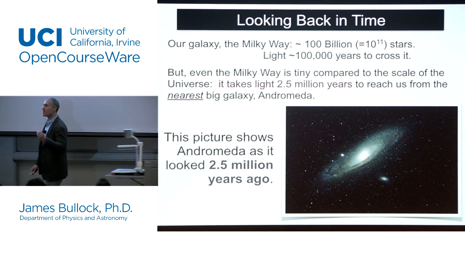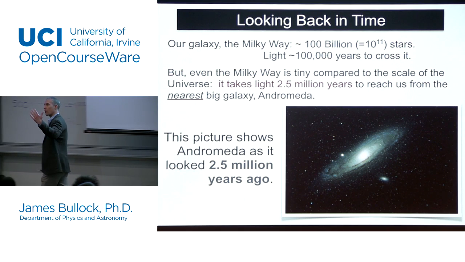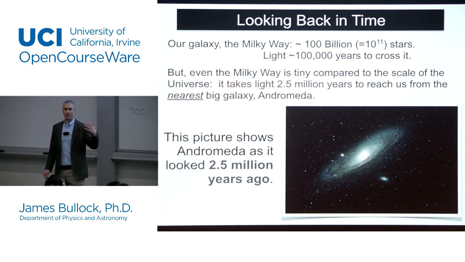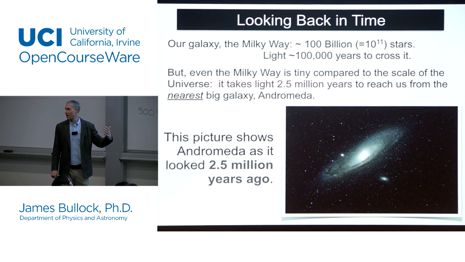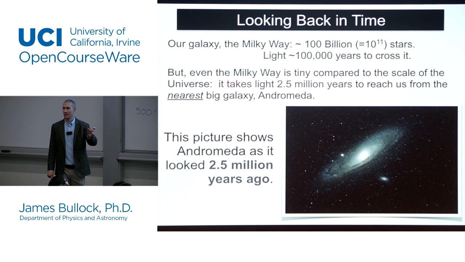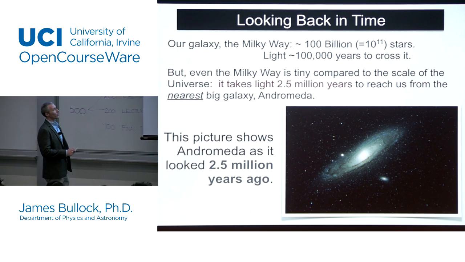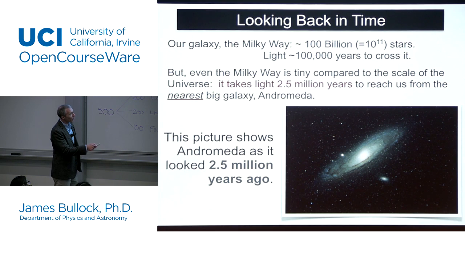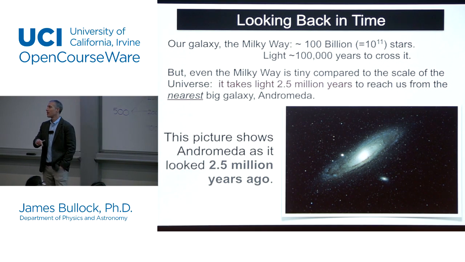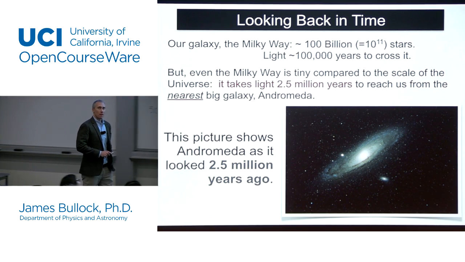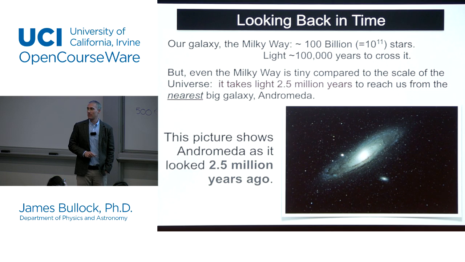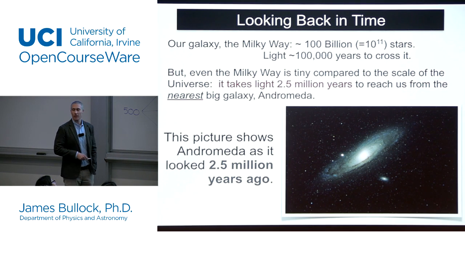So what this means is, as you're looking at things that are farther and farther away, you're looking back in time. So while it takes light 100,000 years to cross the Milky Way, that's small compared to the universe. The nearest big galaxy to us, Andromeda, I just showed it to you, it takes light 2.5 million years to get to us. So this picture of Andromeda right here is what Andromeda looked like 2.5 million years ago. Before there were humans to look up, this is what Andromeda looked like.